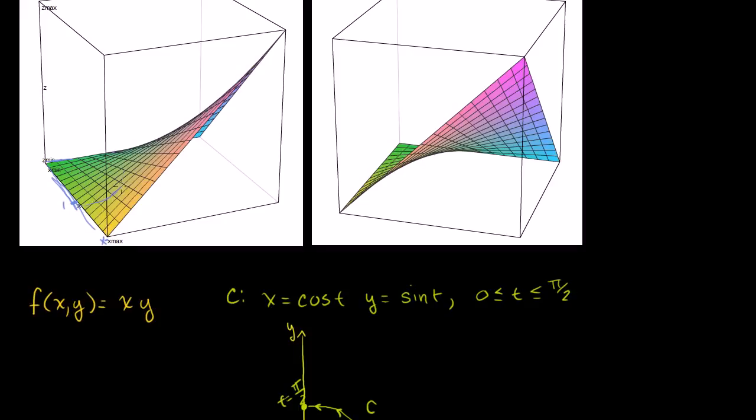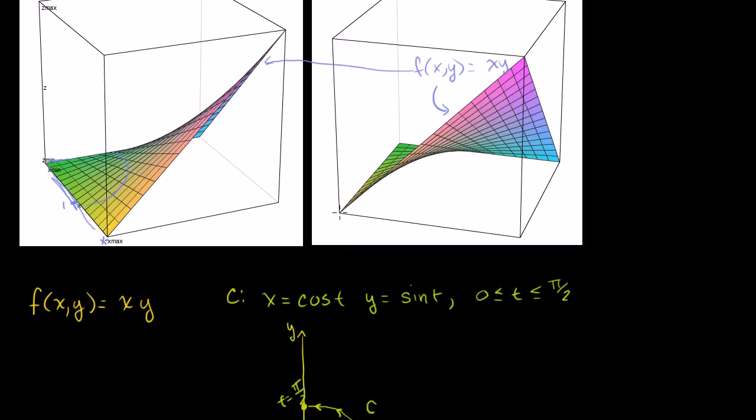Let me see if I can draw it. It would look something like this. This would be on the xy plane. This is the same exact graph, f of xy is equal to xy. Let me make that clear. This is f of xy, equal to xy. That's both of these. I just rotated it.